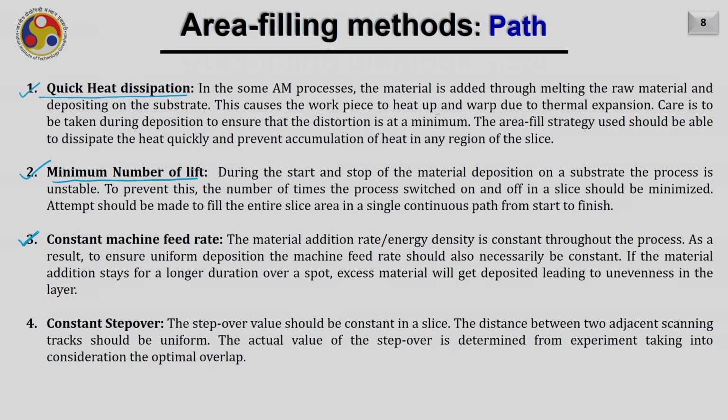The third property of an ideal toolpath is that it should give us a constant machine feed rate. For example, if you are dealing with a toolpath which consists of a lot of turns, then the relative speed between the deposition head and the substrate may not remain consistent. As a result, if the speed is not consistent, at some portion the material will get deposited high and at some portion less material will get deposited. In that case, you will end up with an uneven layer. Therefore, your tool path should give nearly uniform feed rate throughout the process.